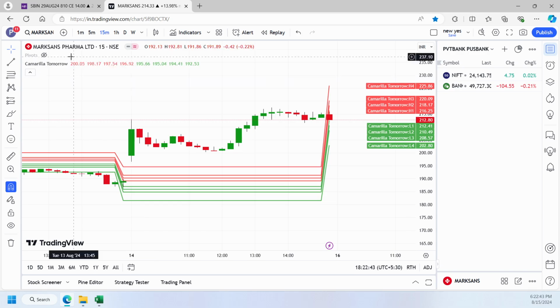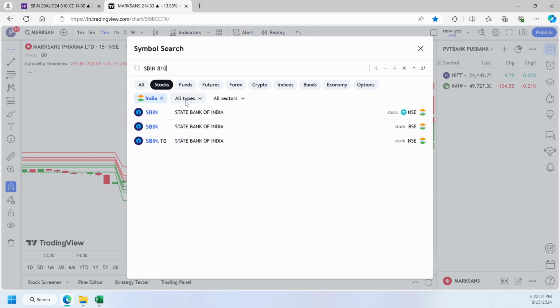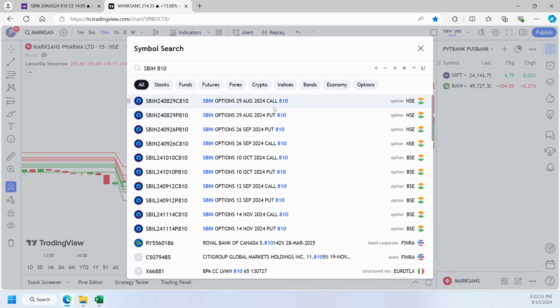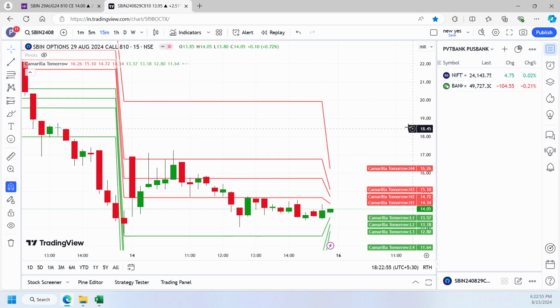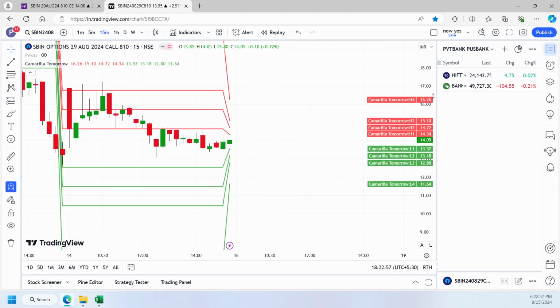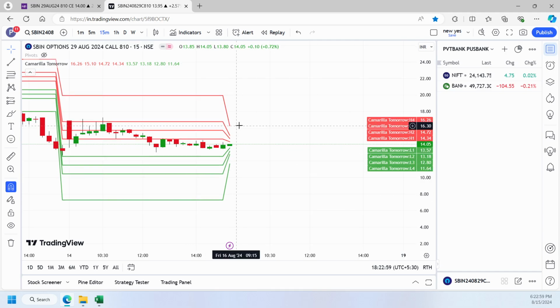That should not be right. Okay, so let me check the levels. Maybe the SBIN 810 call option, August. You can look at this, the R4 levels are inside between the previous ones.